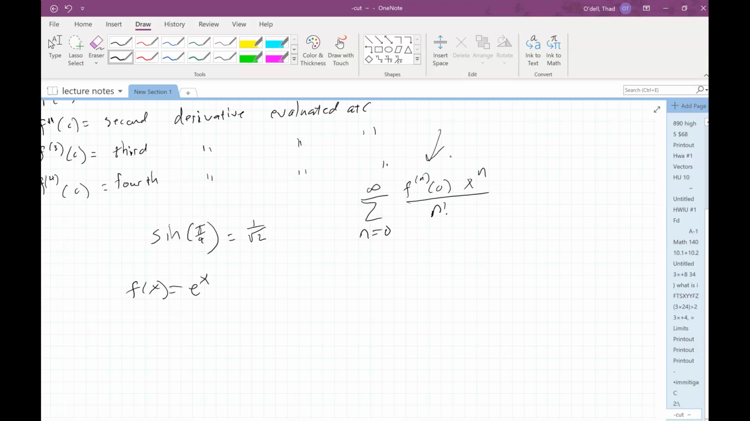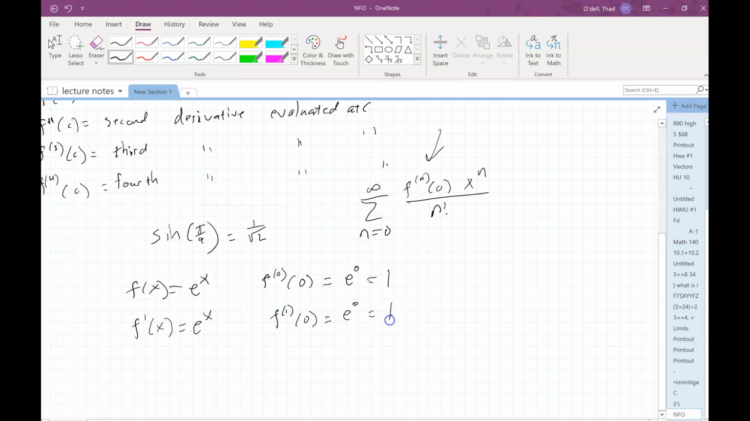So for example, f of x equals e to the x. That would be a 0 order derivative, right? And we want to evaluate that at c, which we said, since this is a Maclaurin series, should be 0. So that would be e to the 0, which of course would just be 1. Then if we take the first derivative, the derivative of e to the x, of course, is just e to the x. And that means that the first order derivative evaluated at 0 would still be e to the 0, which is just 1.